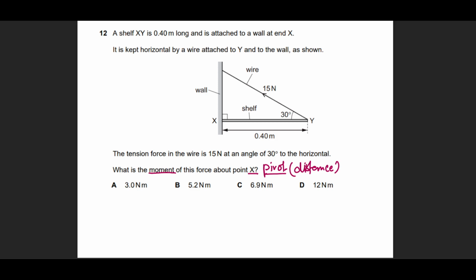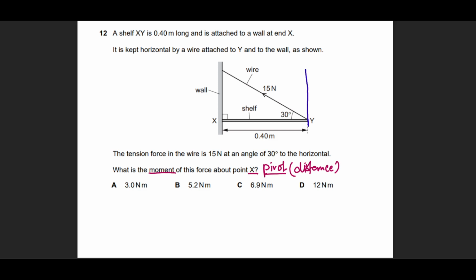Okay, so we have a shelf, and we have the tension force is 15. And what is the moment of this force about pivot X? So he's asking you about what is the moment due to this 15 newtons. Now we have to be clever about this. We understand that this is not a straightforward question. We need to make components. So there are going to be two ways to solve the question.